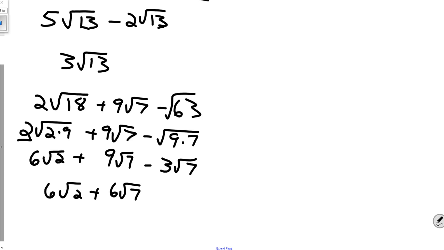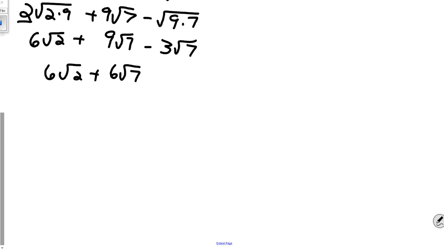Okay, so that's adding and subtracting. Any questions about that? Excellent. Okay, multiplying and dividing works a little bit differently. Multiplying is really easy. Whatever it is, you just multiply it together.